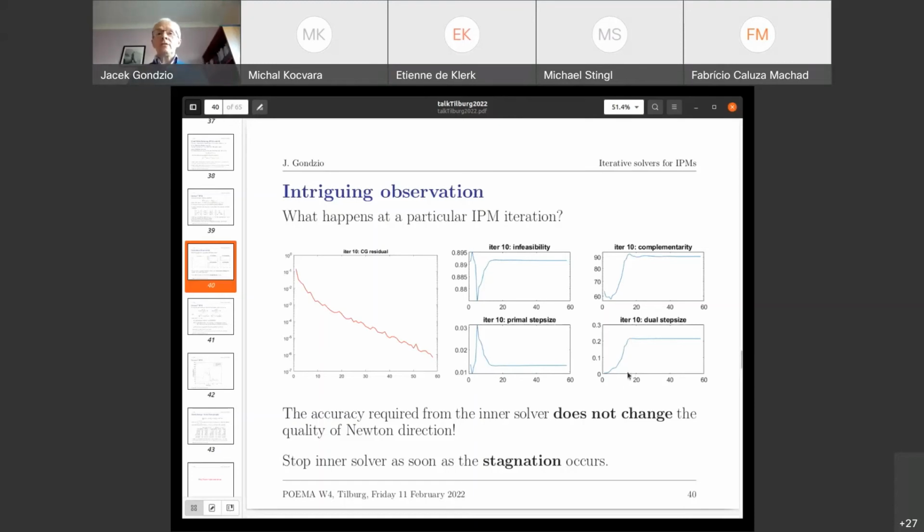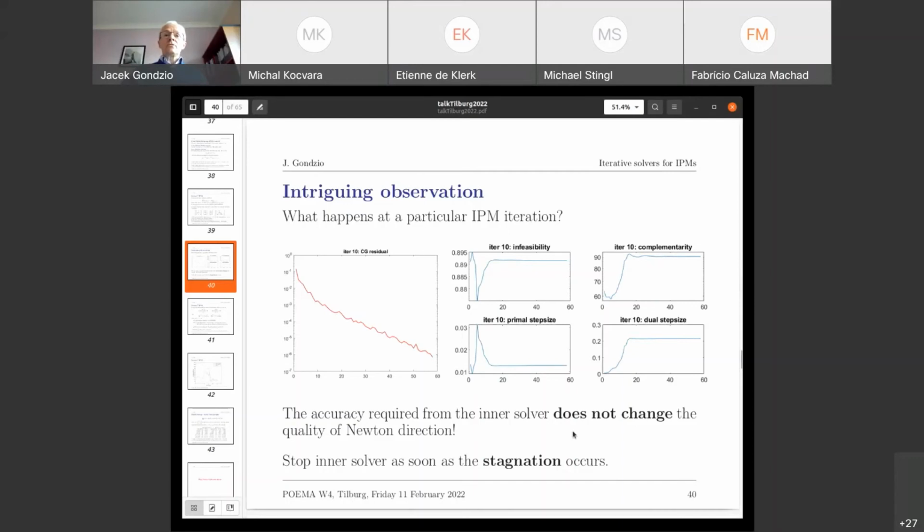Now, you look at these pictures and you would ask yourself, why on earth should we waste time from iteration 18 to iteration 60 to reach the exaggerated accuracy in the conjugate gradient, exaggerated to be equal to 10 power minus 6. We should stop the method somewhere here because the Newton direction already has all the necessary information that we need to perform one interior point iteration.